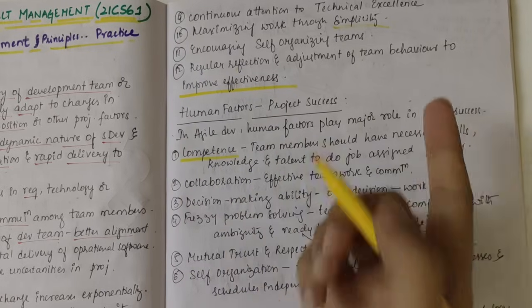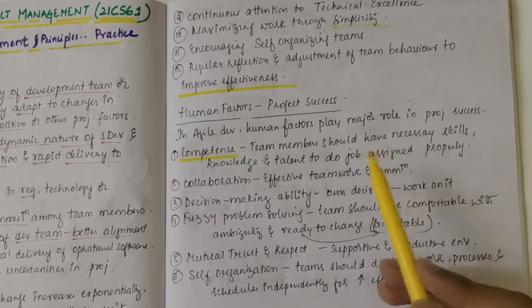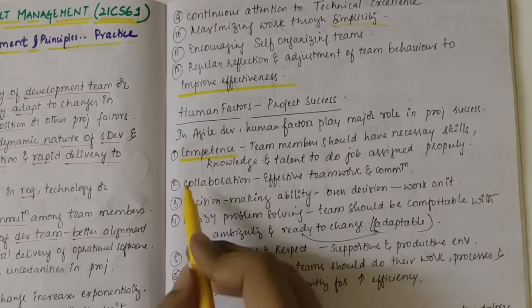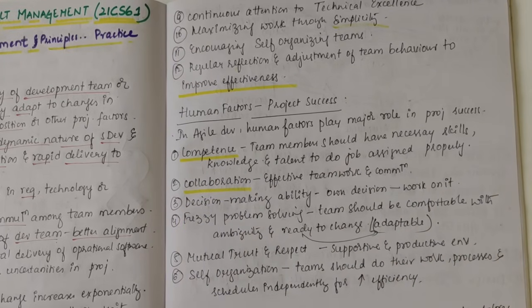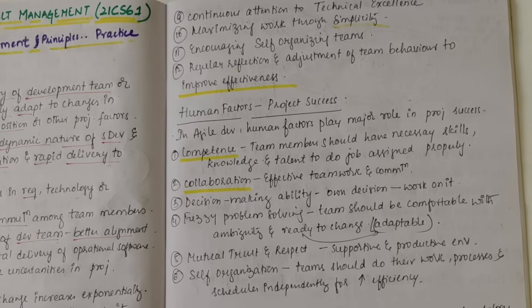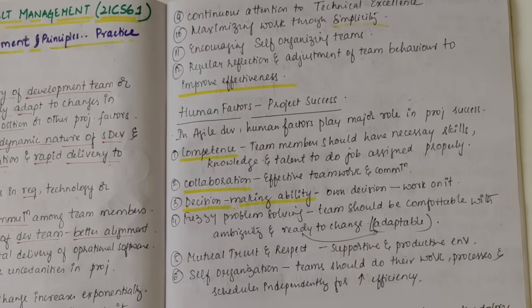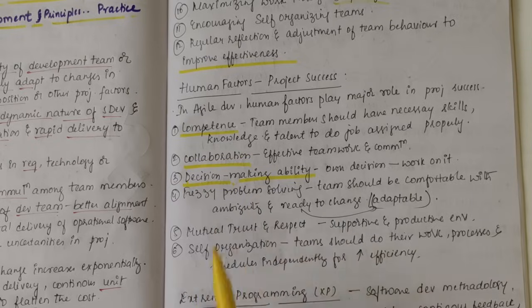First one is competence. That is, team members should have the necessary skills, knowledge and talent to do the assigned job properly. Then we have collaboration. By collaborating, we can achieve efficient, effective teamwork and communication between our peers, between our teammates. Then we have decision making ability. When you're working in an agile team, you have the right to take your own decisions and then work on them. That's what decision making ability speaks of.